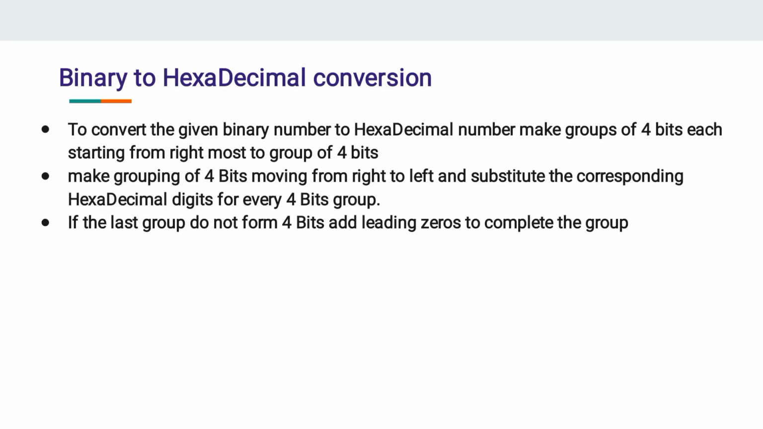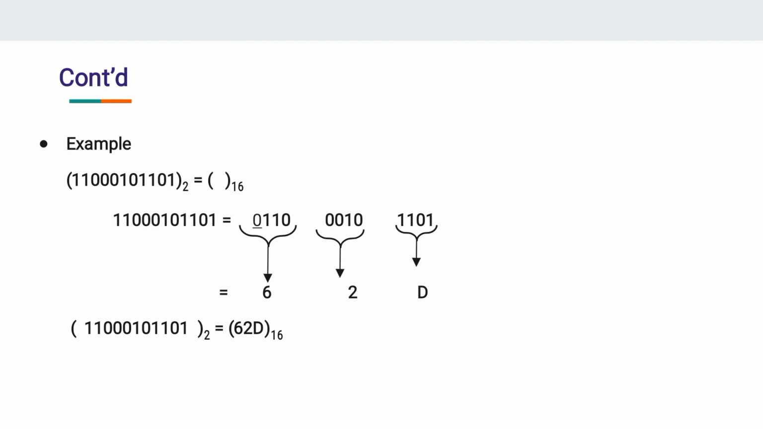So next is binary to hexadecimal, and this is the reverse of it. We have to group the 4 bits from right to left. If there is no full 4-bit group, we have to add leading zeros to complete the group, so we add the zeros to the MSB part. So one group, second group. There will be only 3 bits here, so I added 0 here. After this you have to write the hexadecimal number for it.